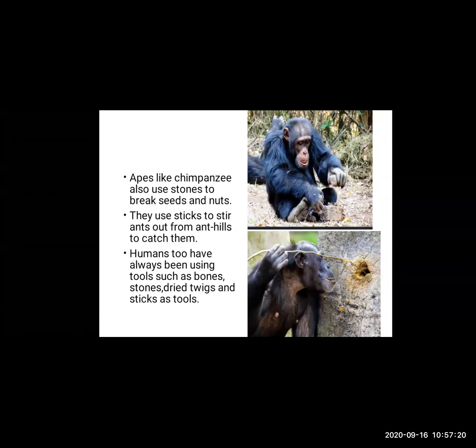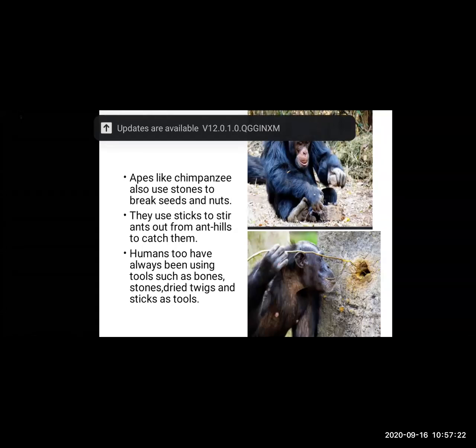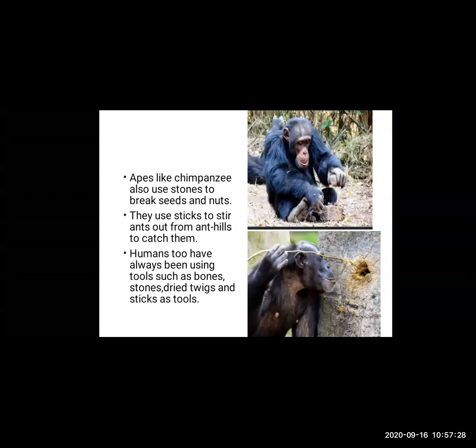And they even dig the ant hills with the help of twigs. They start digging the ant holes, removing the ants, and then they eat those ants. Apes like chimpanzees also use stones to break nuts and seeds. They use sticks to stir ants out from ant hills to catch them.